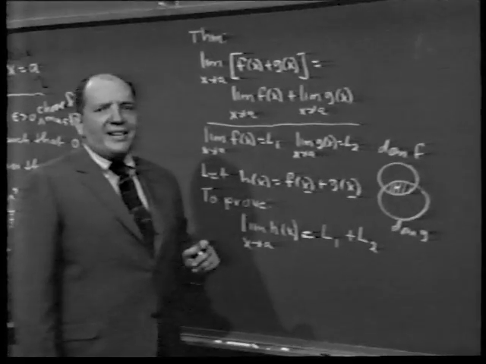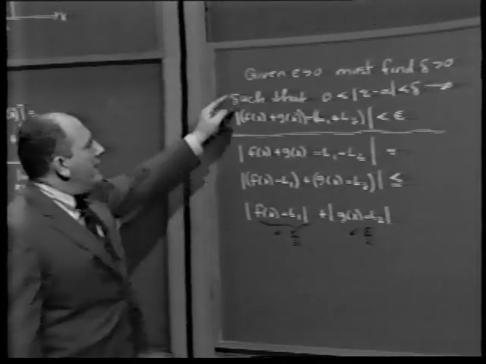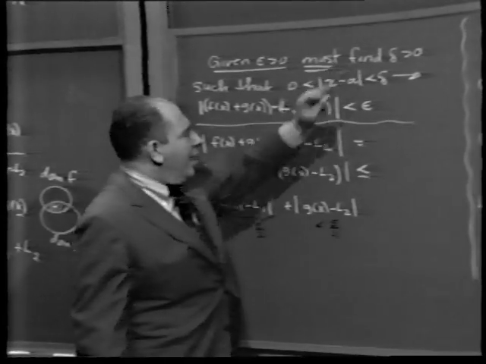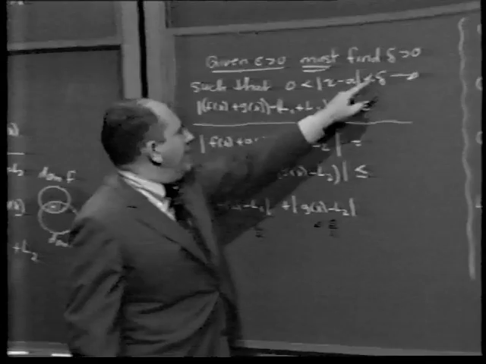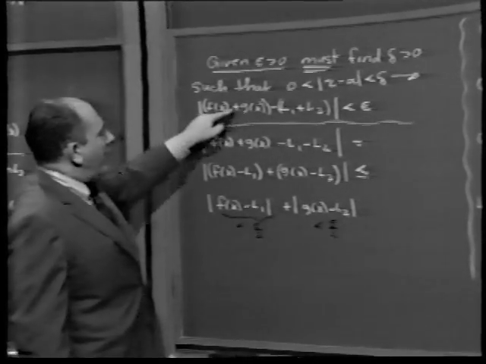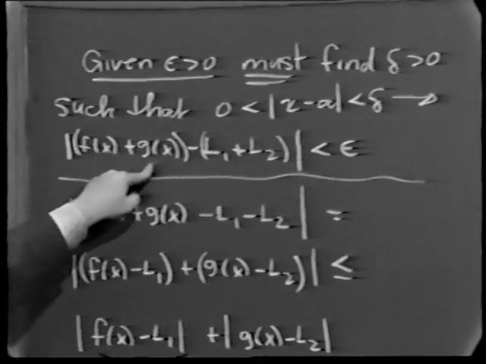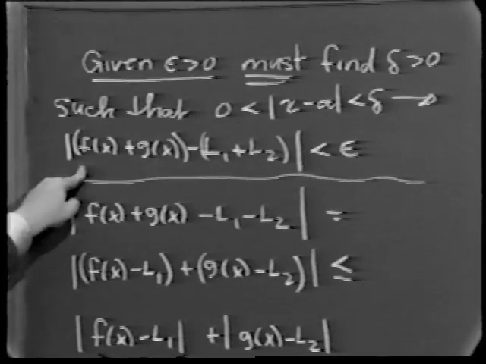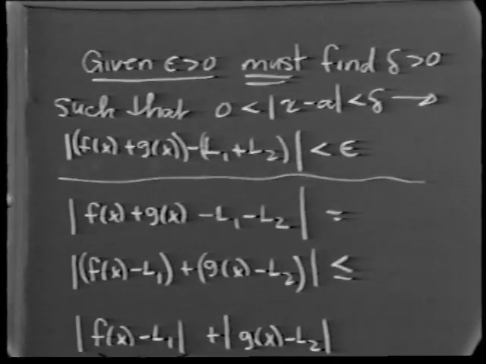Now, that's probably kind of hard to keep track of, so I've taken the liberty of writing this down for you right over here. See? Given epsilon greater than 0. So that's given. We have no control over that. What we must do is find delta greater than 0 such that 0 less than the absolute value of x minus a less than delta implies, now what is h of x? It's f of x plus g of x, and our limit that we're looking for in this case is L1 plus L2. So mathematically, we replace h of x by f of x plus g of x. The limit is L1 plus L2, so what must we show? That the absolute value of the quantity f of x plus g of x minus the quantity L1 plus L2 is less than epsilon. And now we start to play the detective again.